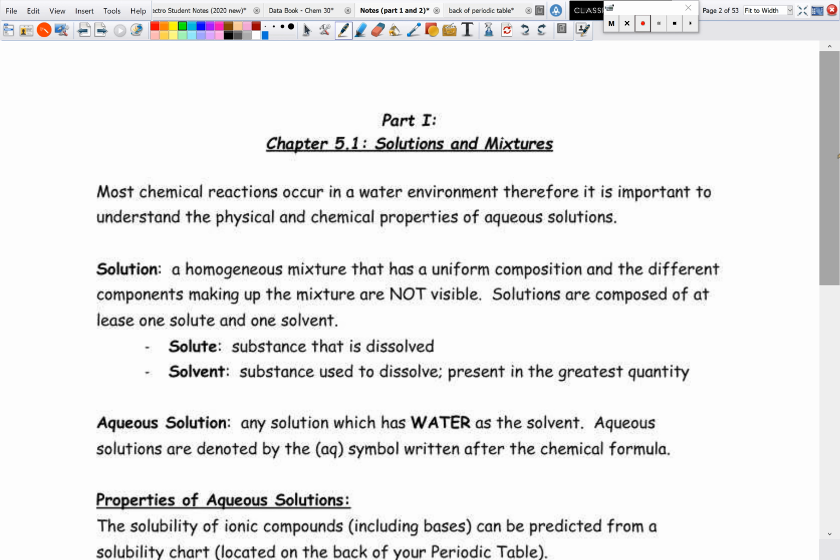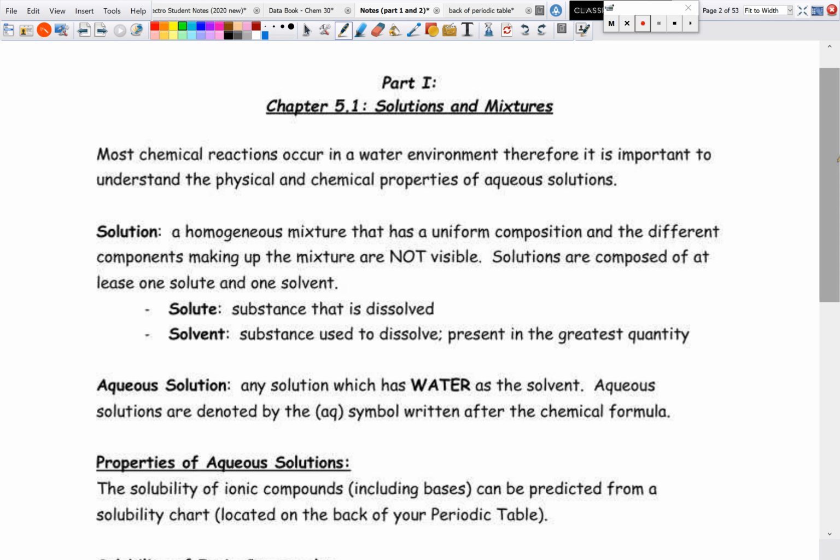So let's look at our Part 1. So we're going to be looking at solutions and mixtures. So this is more or less kind of some definitions, and we're going to be using our periodic table as well, and really just try to understand what solutions are, what's in them, and everything like that. So first of all, I have to look at what is a solution.